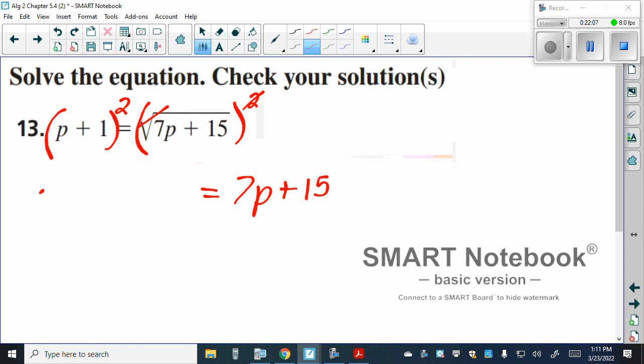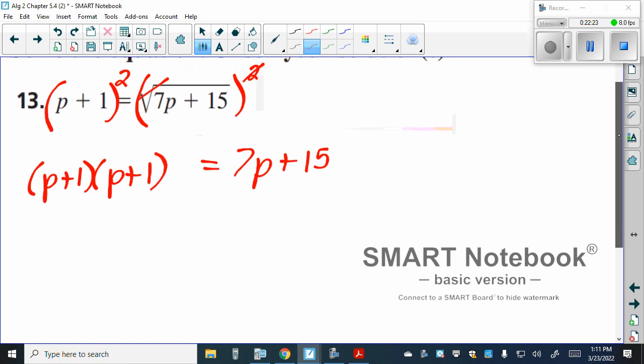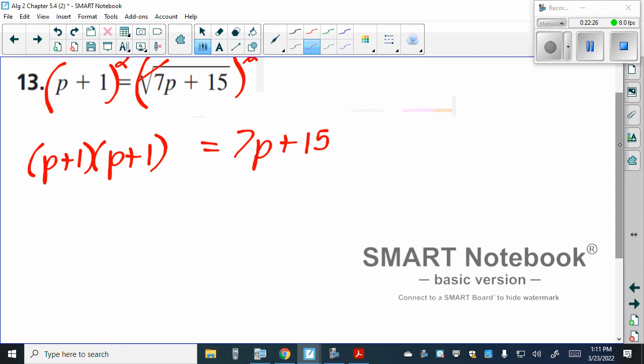And really what this is telling us is that we have p plus 1 times p plus 1. We're multiplying it by itself. So we're going to have to distribute this. We're going to have to work this out. Any questions on this so far?